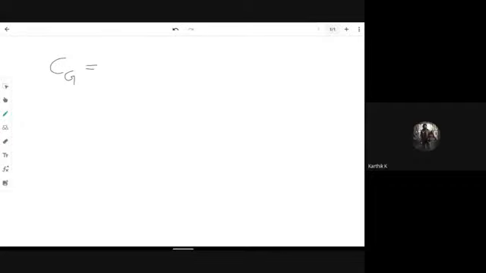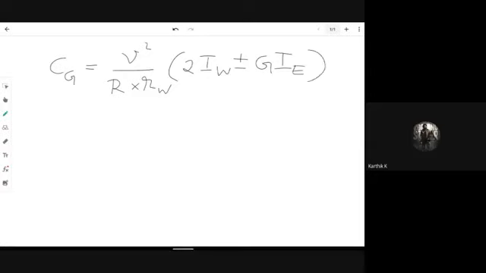What was the equation of gyroscopic couple? It was v square divided by capital R into RW multiplied by 2IW, plus or minus G into IE multiplied by cos theta. Now here you can see a certain ambiguity with respect to the sign that we have to take. In the general format, it is plus or minus the two terms. How can you decide if it is plus or minus?